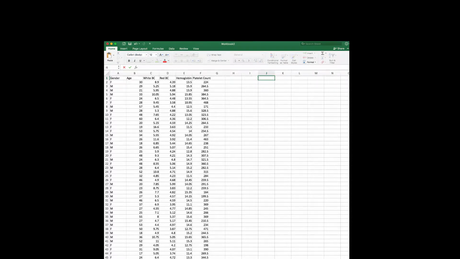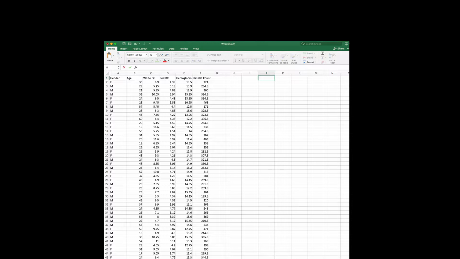Looking at a data set for analysis, I want to consider what questions are raised by this data set. For example, I have gender of patients, their age, and some information about a blood draw, including the white blood cell count, red, hemoglobin, and platelet count.